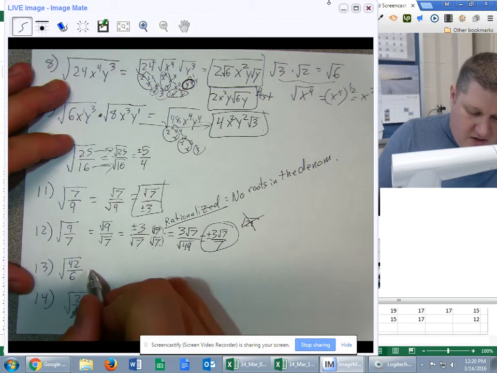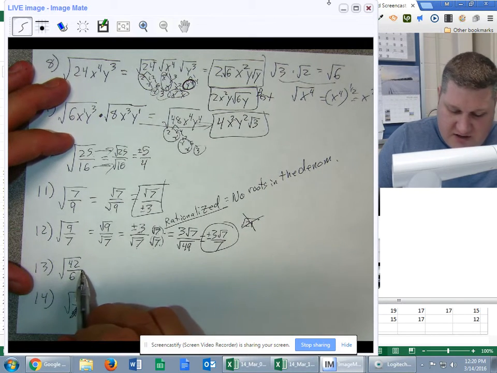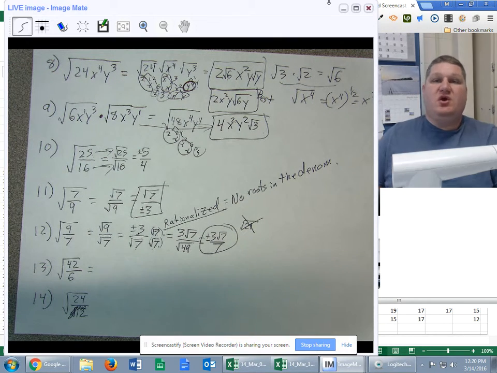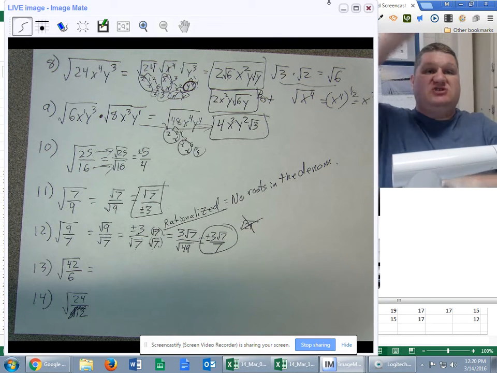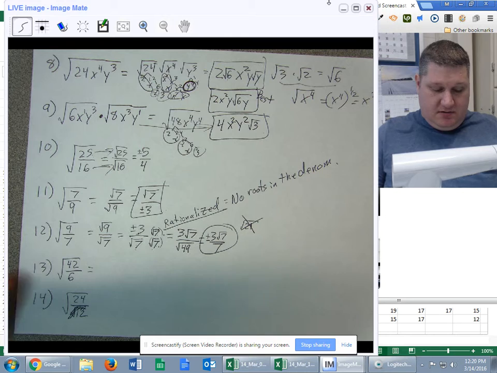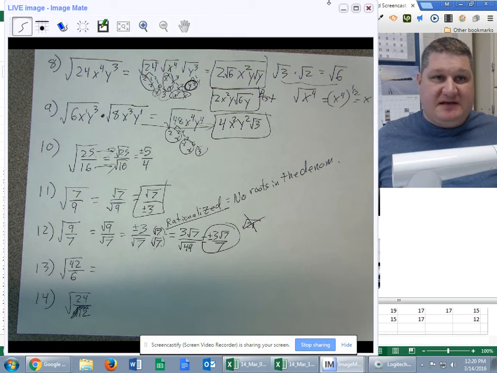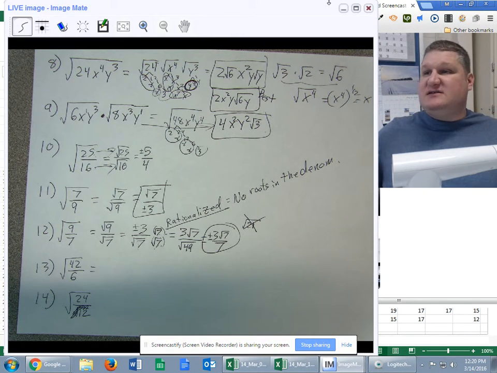Here we go. Let's do another one. What is the square root of 42 over square root of 6? Could I break those up, top and bottom? Yes. The problem is, is 42 a perfect square? No, that's a mess. Is 6 a perfect square? No, that's a mess. Can I simplify it without breaking it up?